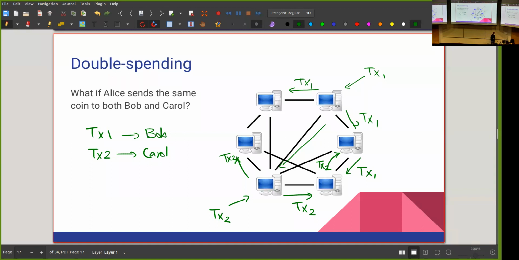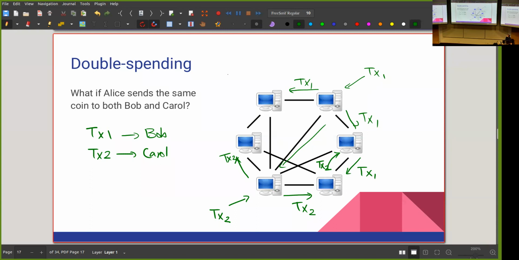Now, honestly, we don't care that much about Alice. So we would be fine if either one of these transactions gets into the consensus. So Alice has cheated, whatever. I just want to make sure that the network gets a consensus about which transaction is valid and which one is not. But the problem here is that our network is now basically divided in two.